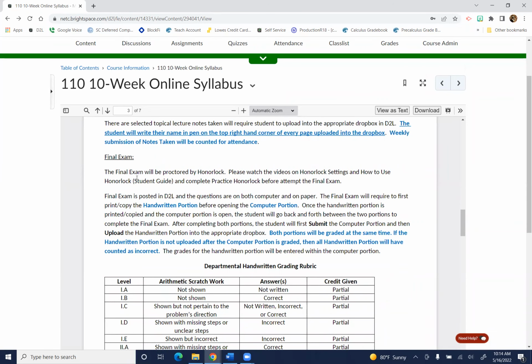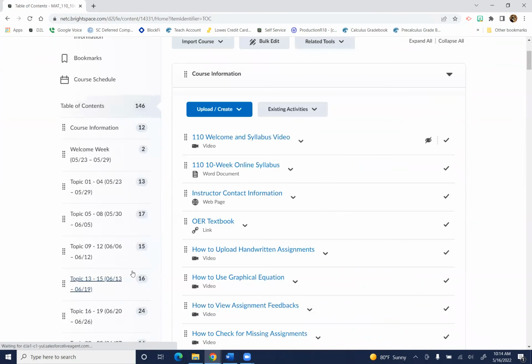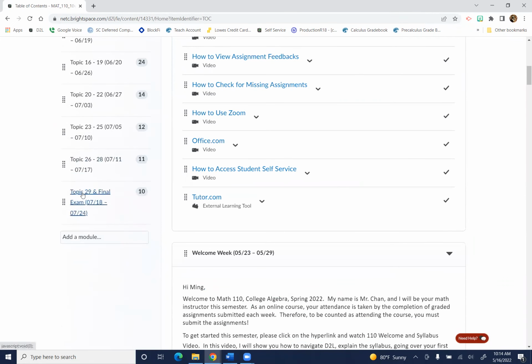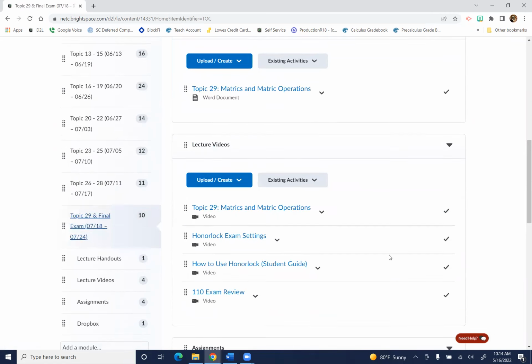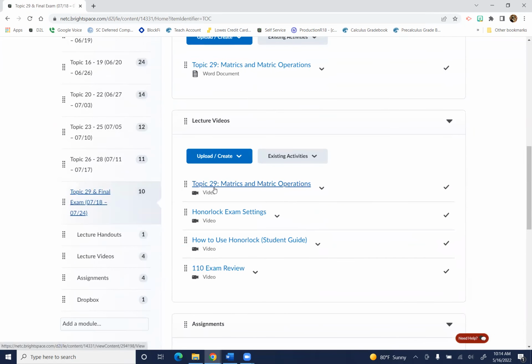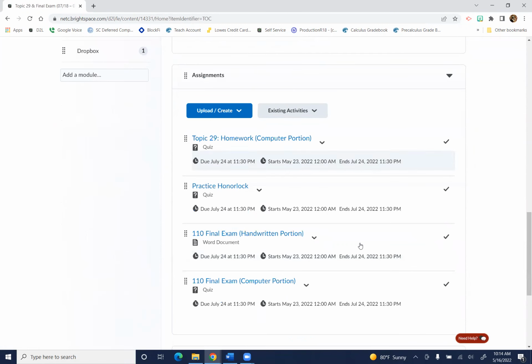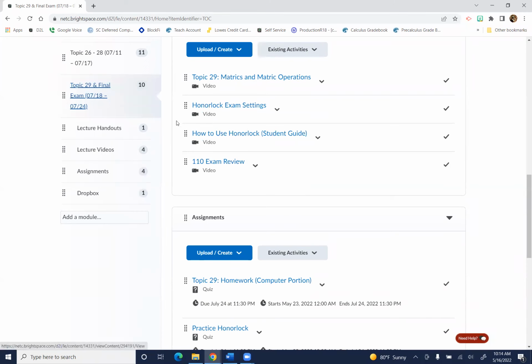Final exam has both portions, and the final exam will be proctored by Unlock. So what I need you to do at the end of semester, once you finish the very last topic, okay, last week class is topic 29 in the final exam. Once you finish taking notes and watch the lecture video on topic 29 and complete your topic 29 homework, what I need you to do is watch the Unlock exam setting. This video explains what you can have, what you cannot have for the final exam. And watch this video made by Unlock on how you actually use Unlock.